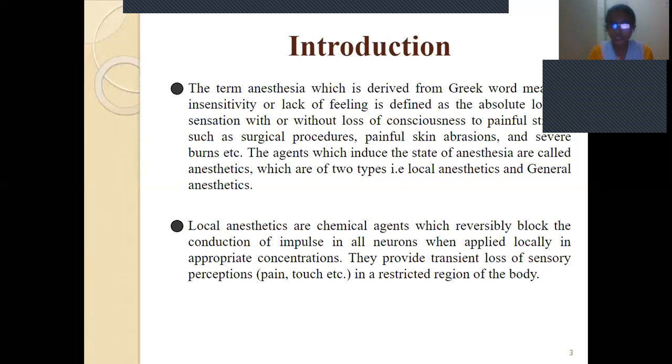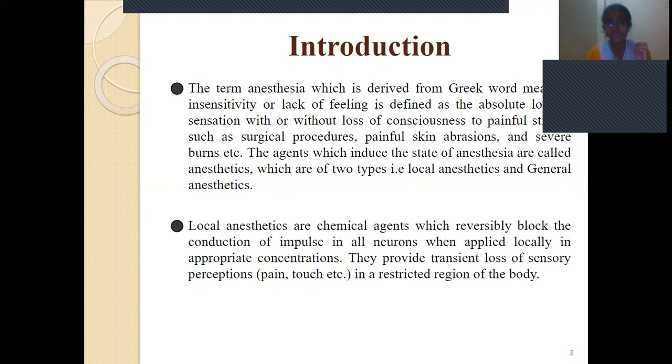The agents which induce the state of anesthesia are called anesthetics. There are two types of anesthesia, general anesthesia and local anesthesia. Anesthesia is nothing but the lack of feeling or the loss of consciousness when it is given to the patient, mainly during surgery or during the treatment of severe burns.